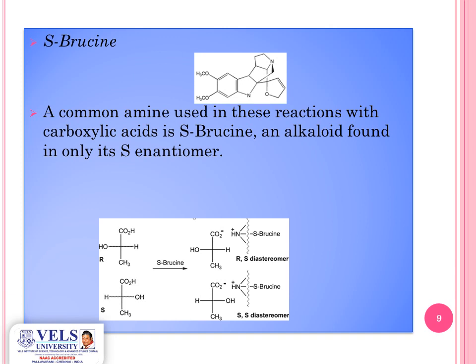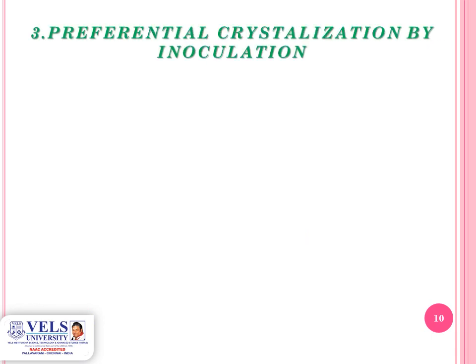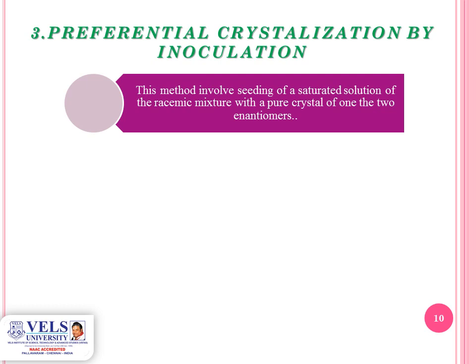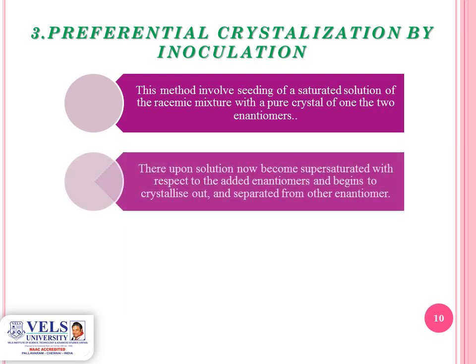So by using the diastereomer method, we can separate both the diastereomers, and then if we remove S-brucine, the individual components of lactic acid are obtained. The third method is preferential crystallization by inoculation. This method involves seeding a saturated solution of a racemic mixture with a pure crystal of one of the two enantiomers.